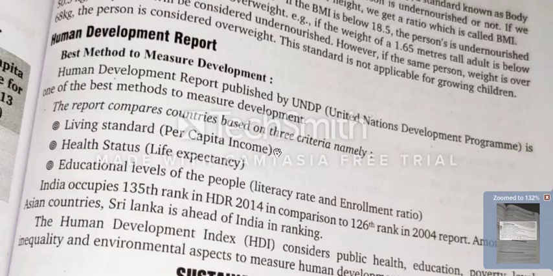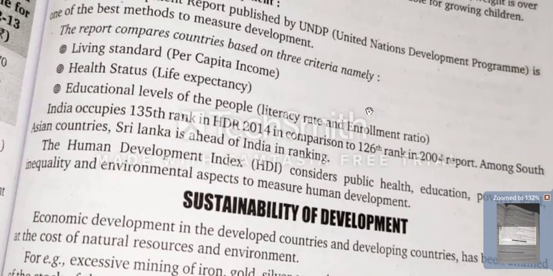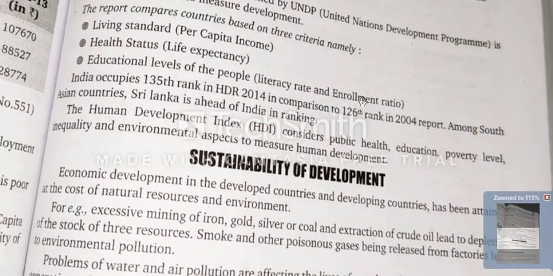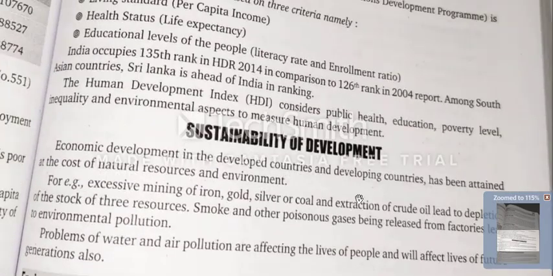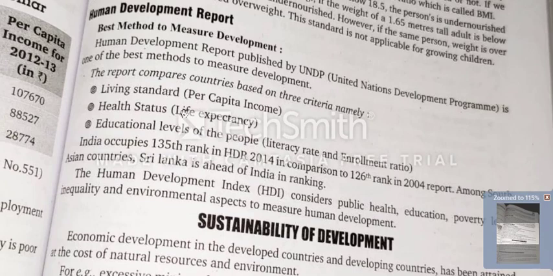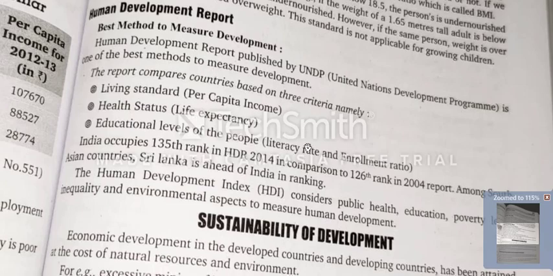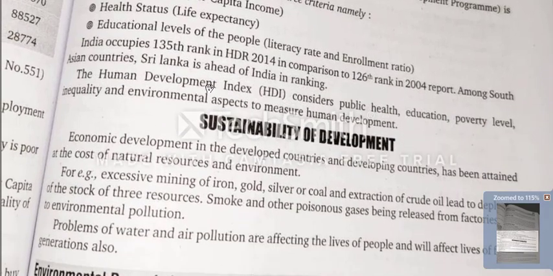The report compares countries based on three criteria. First is living standard. Living standard means per capita income, the per capita income of a region, of a state, of a country. Second is health status, life expectancy, how the healthcare is. Third is the educational level of the people, literacy rate or the enrollment ratio. What is the literacy rate of that place? Through these three they publish the report.